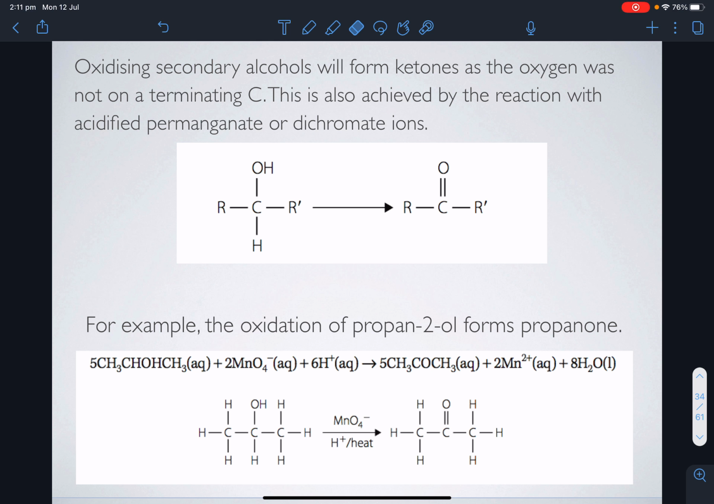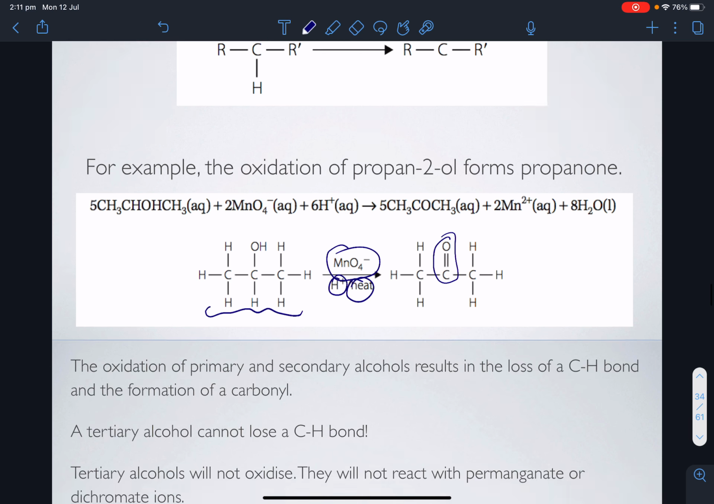So, also acidified permanganate or dichromate ions. Here underneath, as an example, I've got the oxidation of propan-2-ol. So here we've got propan-2-ol, and we're adding permanganate, acid and heat, and we're getting rid of the alcohol. It's not a substitution, we're changing it to a ketone there. So it's propanone. We don't even need to number it, do we? Because the "-one" can't be on the ends.